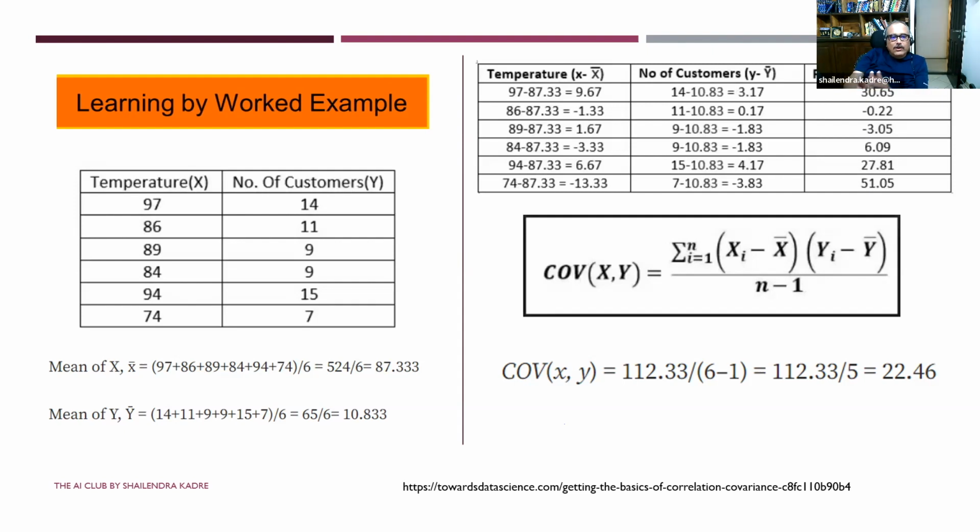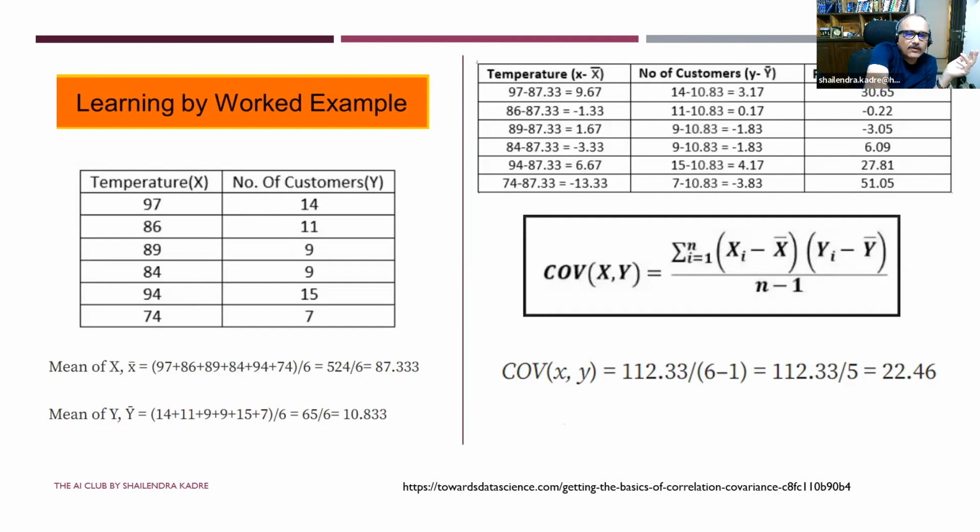So now what I do, first of all, learn the steps. First of all, I take the mean of x, the mean of temperature. So I add up 1, 2, 3, 4, 5, 6, 6 things I add up: 97, 86, 89, 84, 94, 74. I add up, divide by 6. I get my average temperature as 87.33 degrees Fahrenheit.